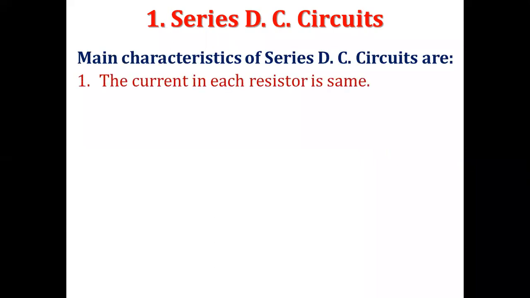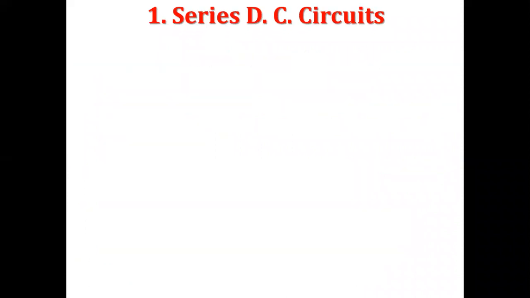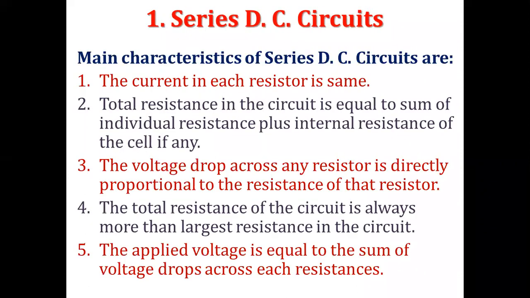So some characteristics of series circuits are there, based on the previous discussion. How many currents are flowing in a series circuit? Only one current is flowing. So suppose four resistances are connected in series. Through each resistance, will the same current flow, or different currents? Same current will flow. So the current in each resistor is the same here now.